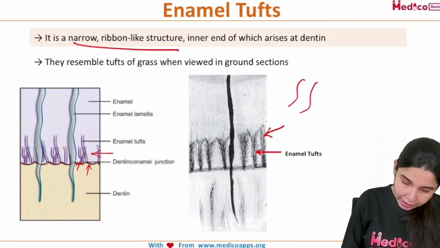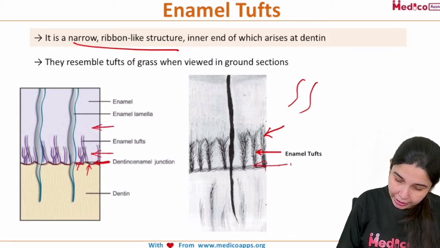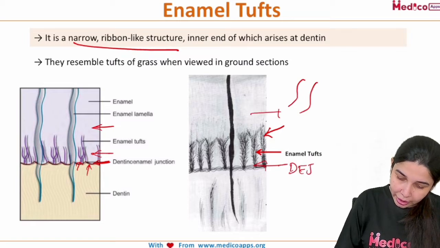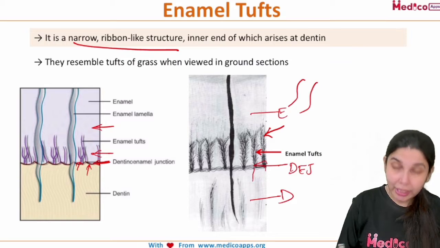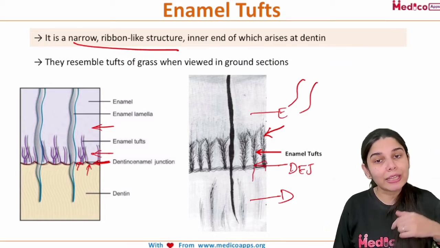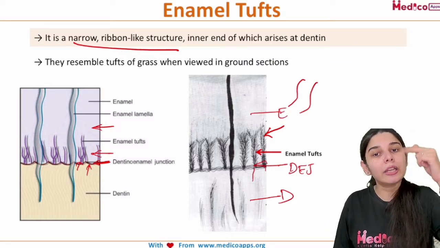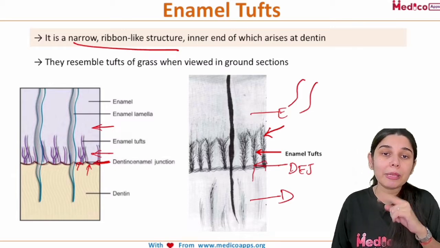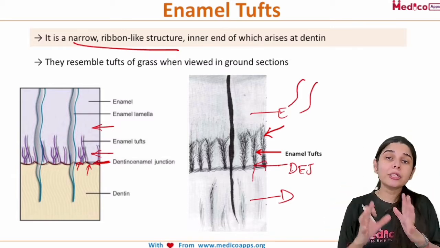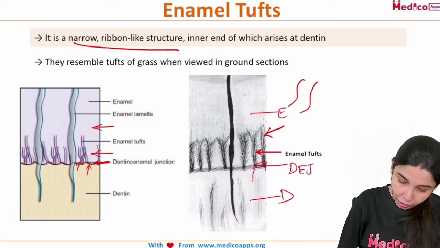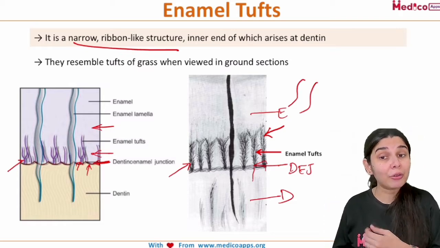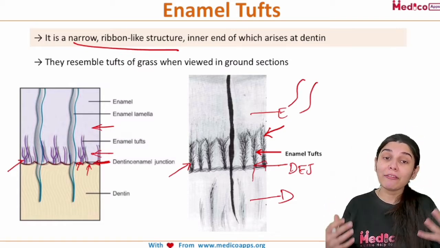Okay, so this is the enamel. This is the dentinoenamel junction. This is your enamel and this is the dentin. So it basically arises from the dentinoenamel junction, extending from the dentin, reaching to the dentinoenamel junction. Okay. Now, this enamel tuft basically resembles the tufts of the grass. So as you can see in this image, don't they resemble a narrow ribbon-like and also tufts of grass?